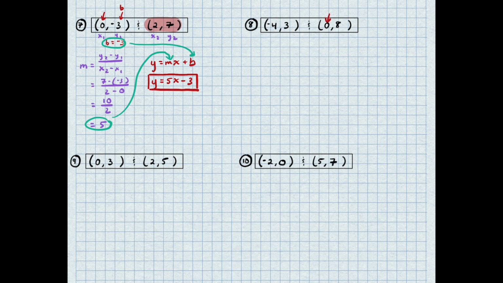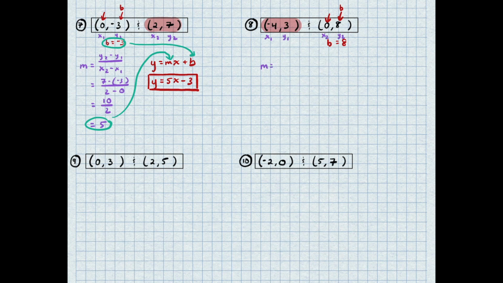Right away, notice this 0. That's good news for us because we know that b is going to be equal to 8. Let's write that down right here. This is just going to be a normal point, so we have to solve for our slope. And we'll label this as x1, y1, and x2, y2.